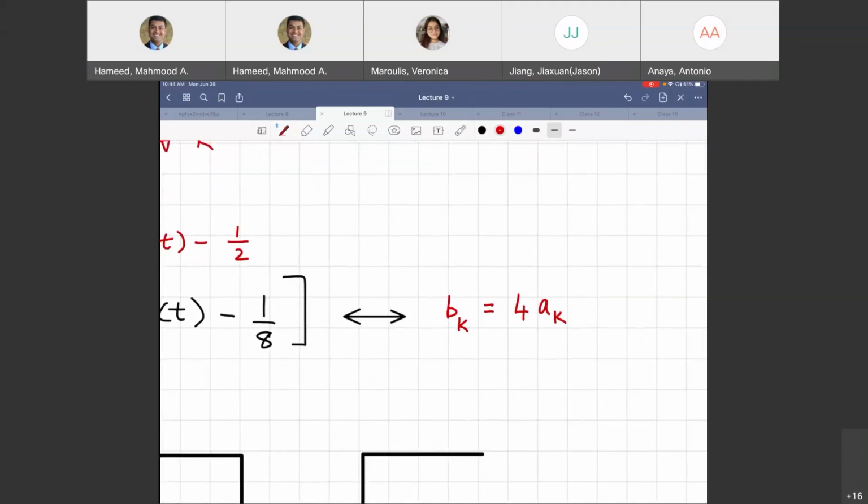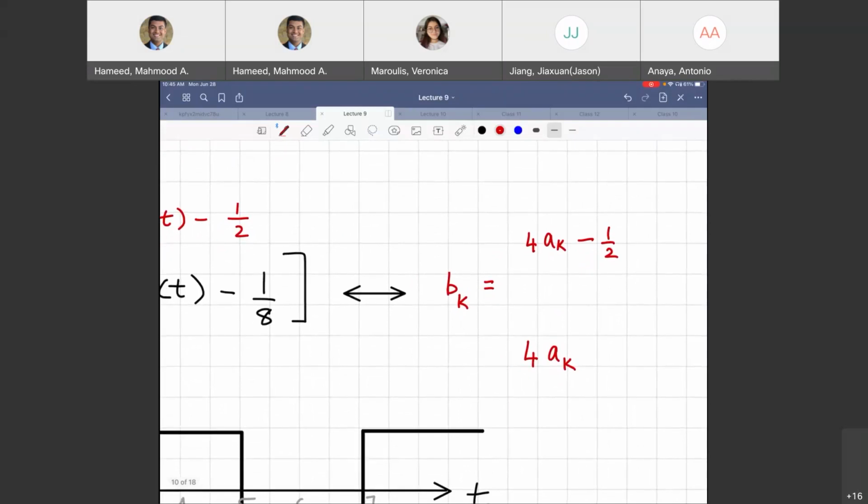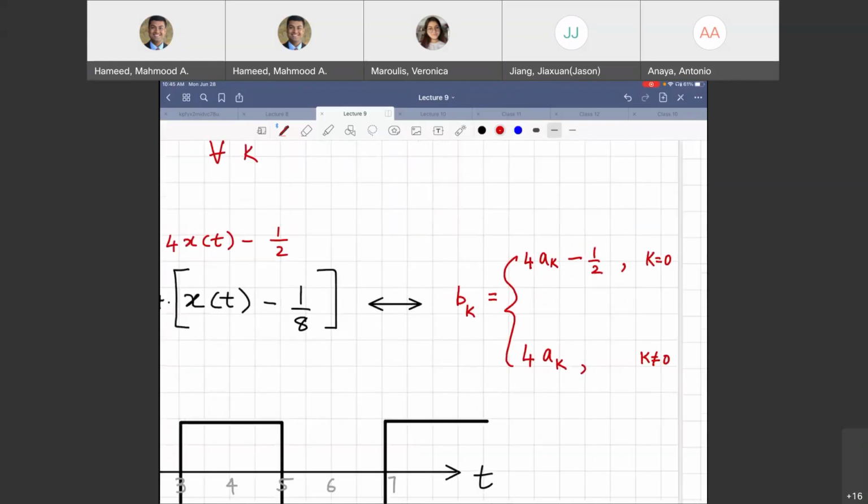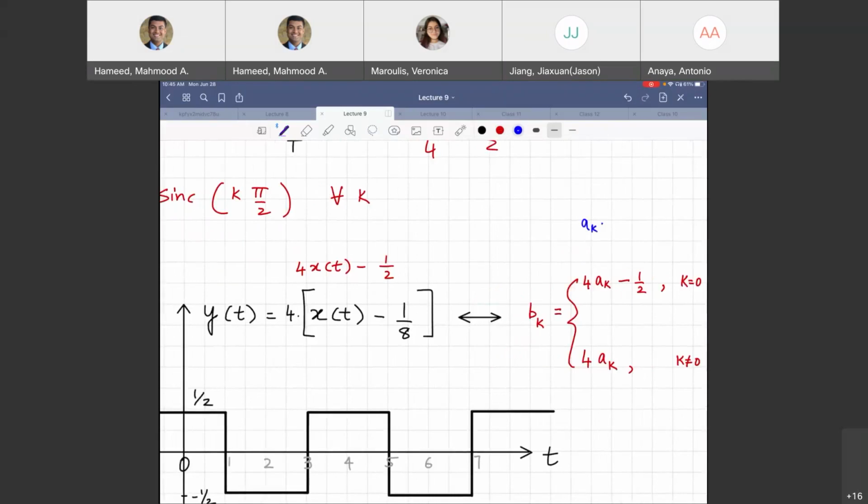So now I can separate it out into two pieces. This one is going to be 4a_k minus half, and the other is going to be 4a_k. The first plays out when k equals 0, and the second when k doesn't equal 0. Guys okay with that? And I can substitute a_k in this if I wanted. So a_k is 1/8 sinc k pi over 2.